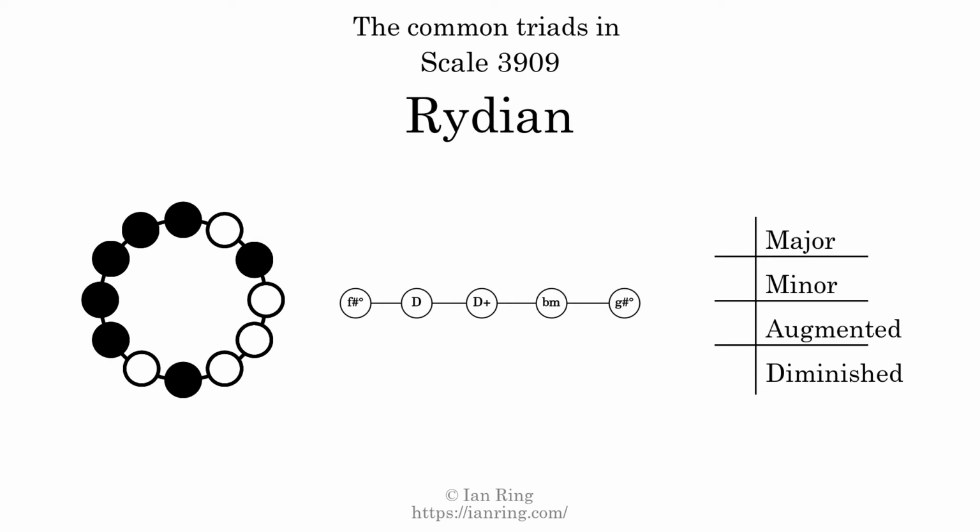The diagram in the center is a graph of parsimonious voice leading between triads. There is one major triad. There is one minor triad. There is one augmented triad. There are 2 diminished triads. Here is a Hamiltonian path of parsimonious voice leading that uses all the triads.